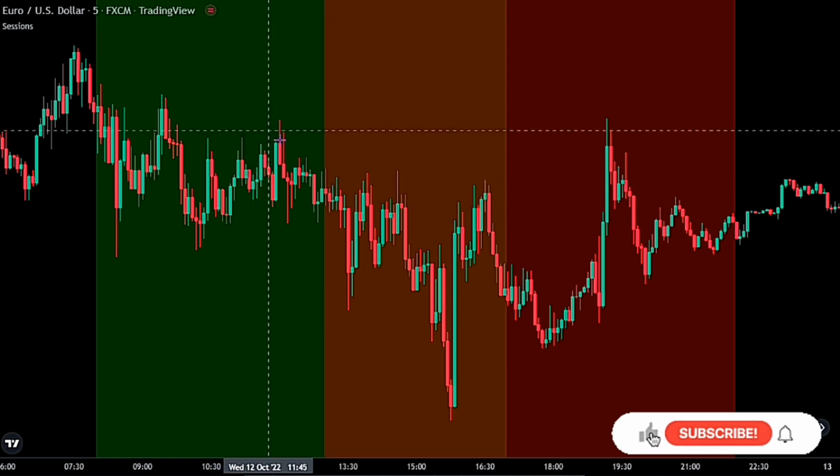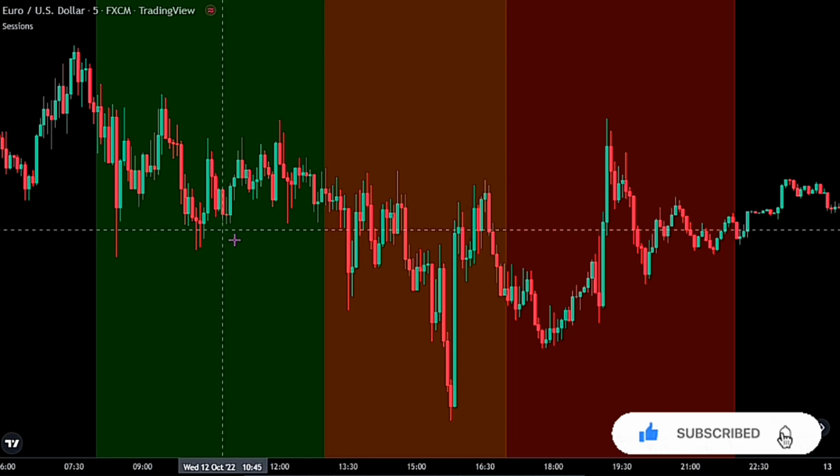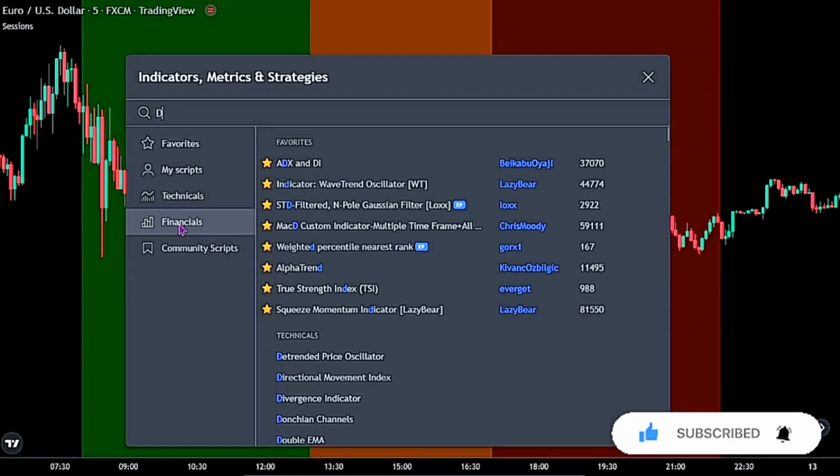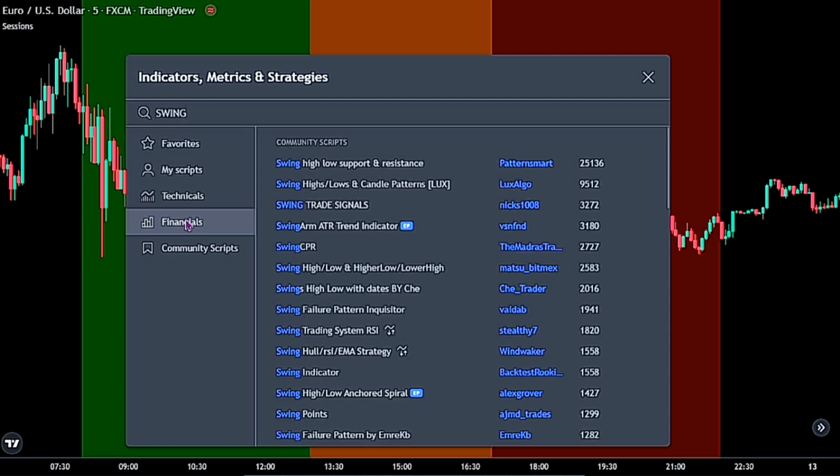To quickly identify that, as there are a lot of people who find it difficult to spot these levels, we would be adding the support and resistance indicator. So go ahead and search for the swing high-low support and resistance by Pattern Smart.